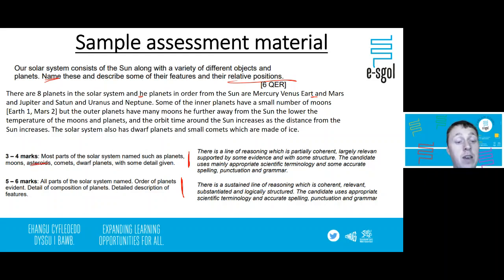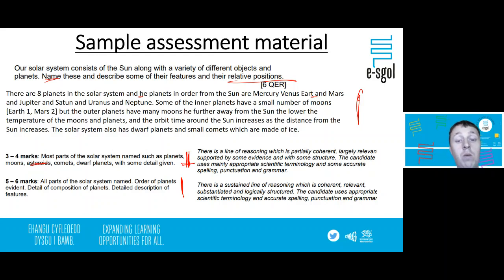5 to 6, can you see all parts of the solar system named? The order of planets is evident, which isn't part of the middle, it's part of the upper level answer. They've detailed the composition of the planets, so rocky and gassy. So here that has been missed. They've also missed the asteroids and a detailed description of the features. So you can see here now that the candidate would fit into one, not both of those bands.